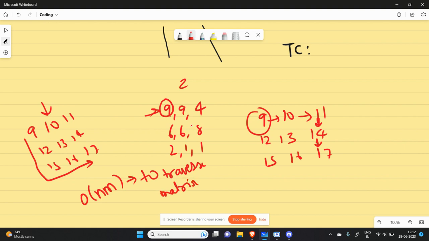And again, we have a total number of n into m cells, so the total time complexity, if we do it in a naive fashion, would be n into m. Okay, so this is just the total number of cells from where we should start traversing the matrix, and this is the time complexity to traverse the matrix using the standard DFS. Okay, now can we do the optimization here?